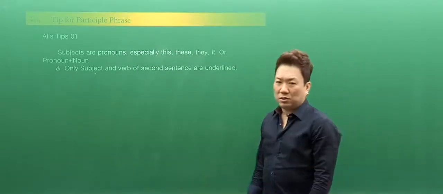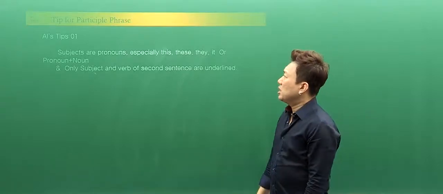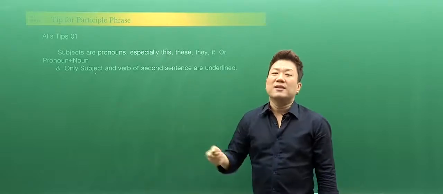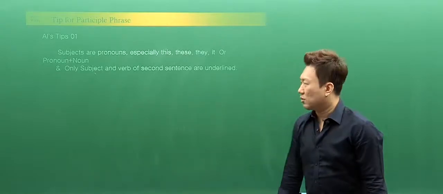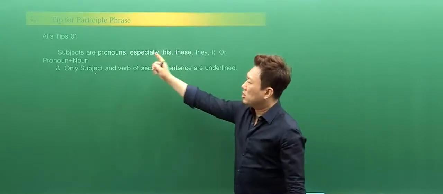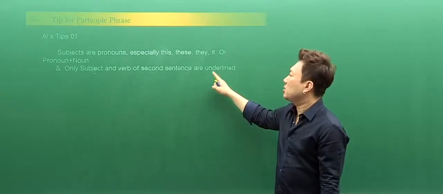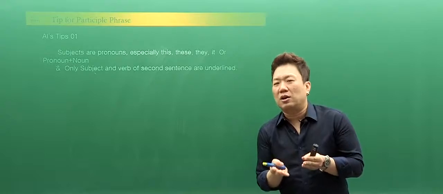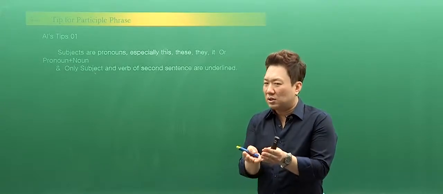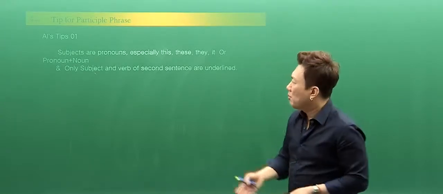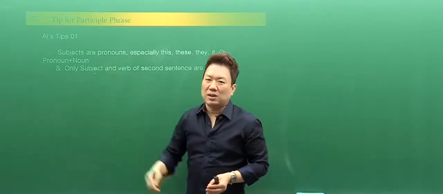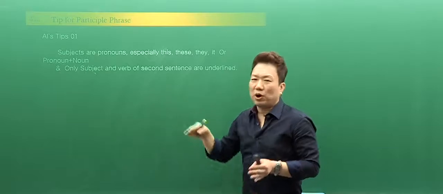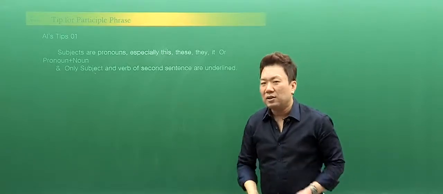Subjects are the pronouns, okay? Especially this, they, or the subject of the second sentence, not the first sentence, okay? And only the subject and verbs of the second sentence are underlined. So the subject of the second sentence is a pronoun or pronoun plus noun, just like these people, and the subject and the verb of the second sentence are underlined.